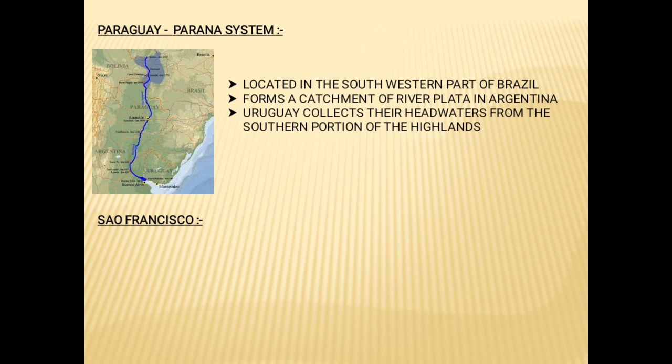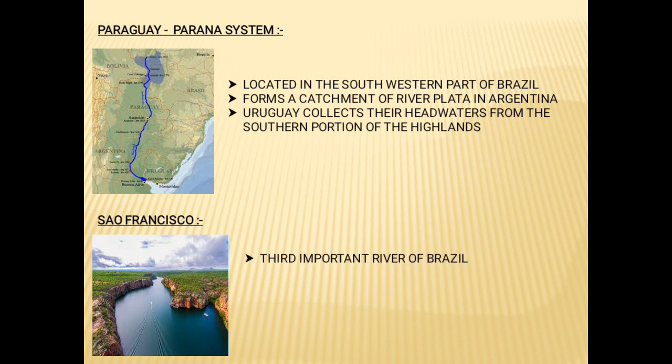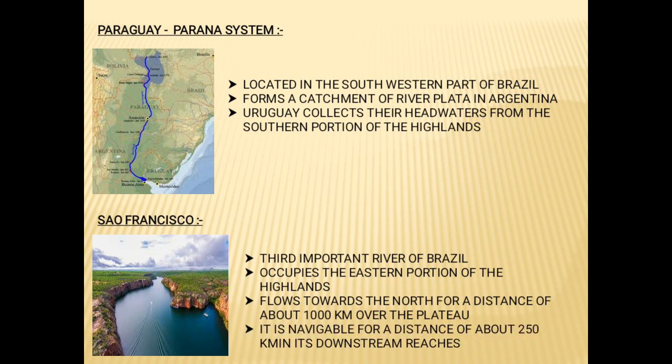Now we study about São Francisco. It is the third important river of Brazil. The entire basin of this river is within Brazil. It occupies the eastern portion of the highlands. The river flows towards the north for a distance of about 1,000 kilometers over the plateau and then takes a sharp eastward turn to enter the coastal strip along the Atlantic Ocean. The river is navigable for a distance of about 250 kilometers in its downstream reaches.